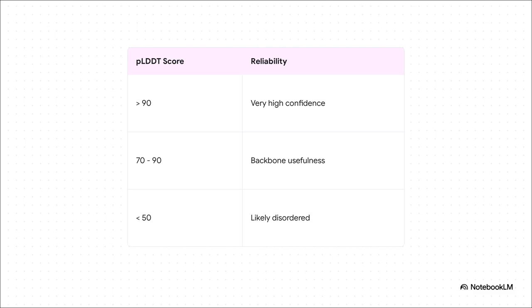If the AI gives a region a score over 90, you're looking at very high confidence. You can likely trust those sidechains. If it sits between 70 and 90, it's a cautious reliability signal. It supports backbone-level usefulness. But if it drops below 50, you are dealing with highly unreliable predictions.